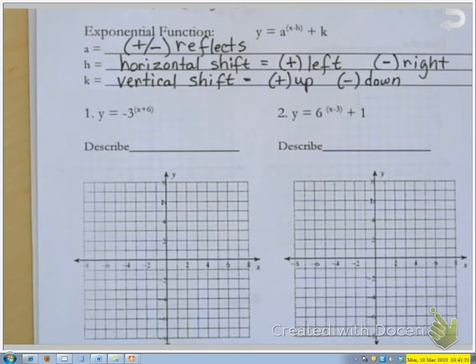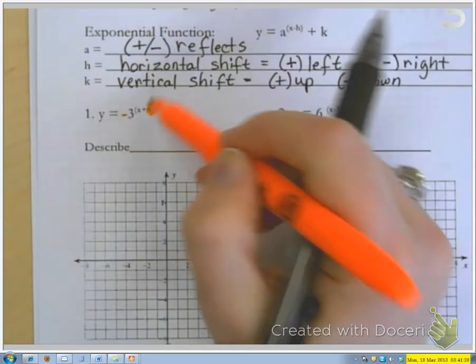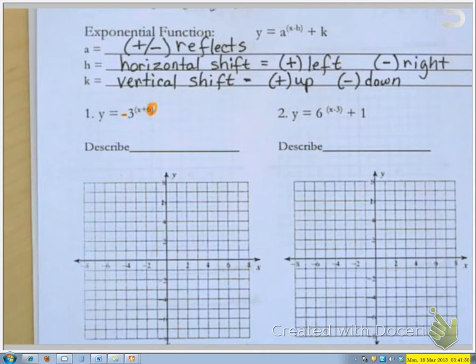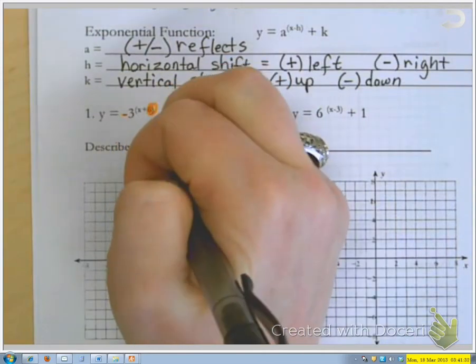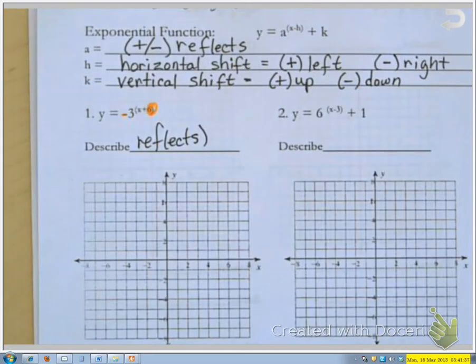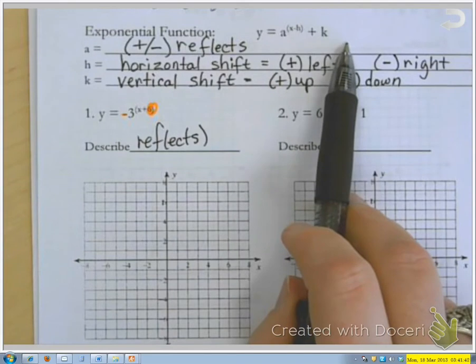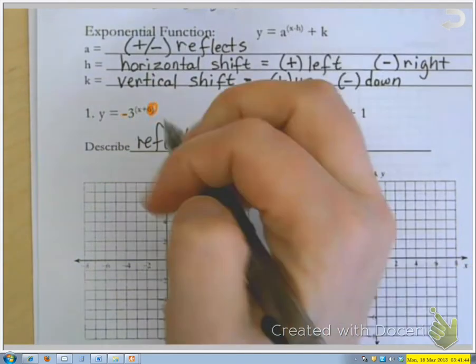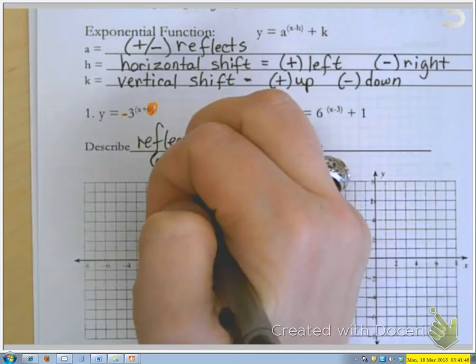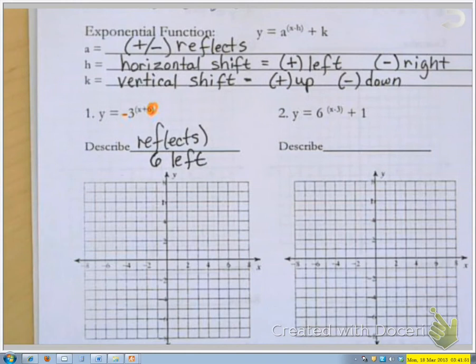So now let's look at the first one, number 1. I see what? I have a negative sign and I have a 6. So the negative tells me it reflects, so I'm going to put down that it reflects. And then what's the 6 doing? Is it the H, inside with the x, or is it outside at the end? The answer is it's inside, so it's going to move 6 in which direction? Left.